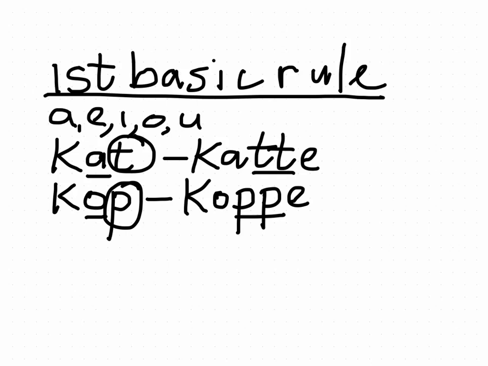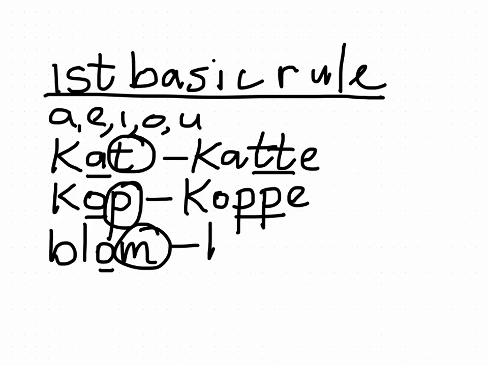Let's see if you can do the next example. Blom. Blom means a flower. So we have our consonant there. We have our vowel. Where's the consonant? It's the M. So what's the rule? Double the consonant and add the E. So blom, flower, een blom, baie, many blomme, flowers. Okay.